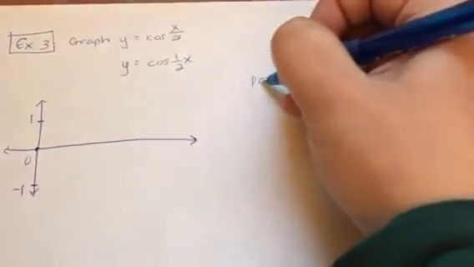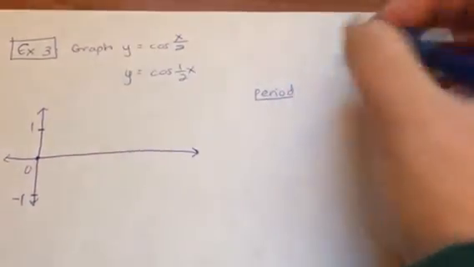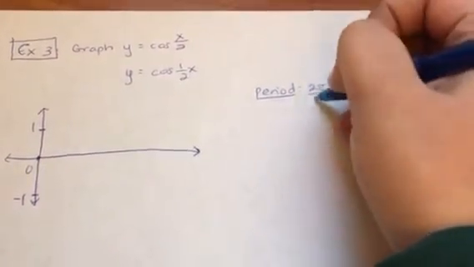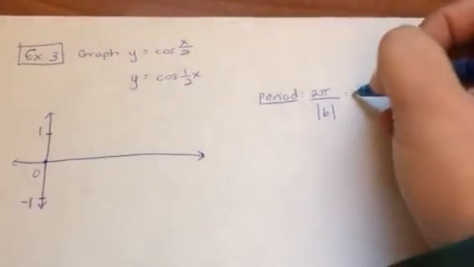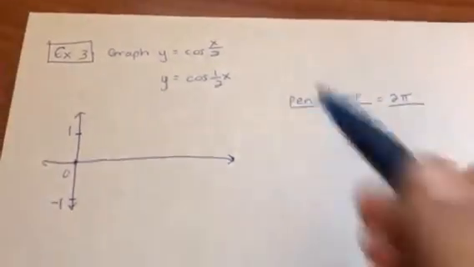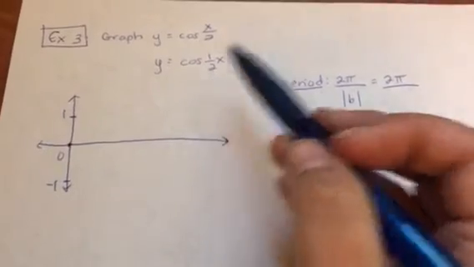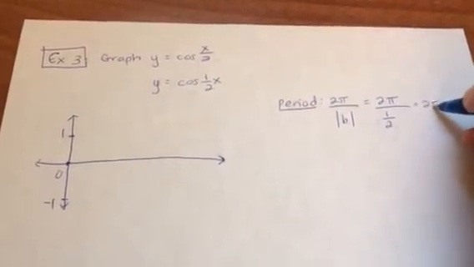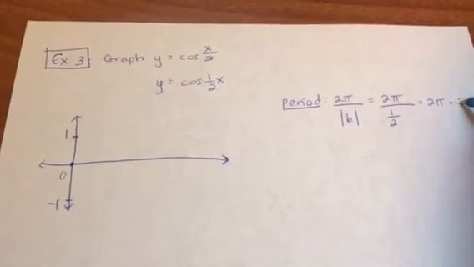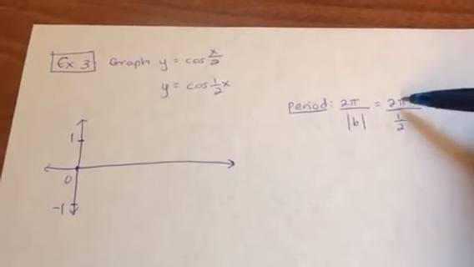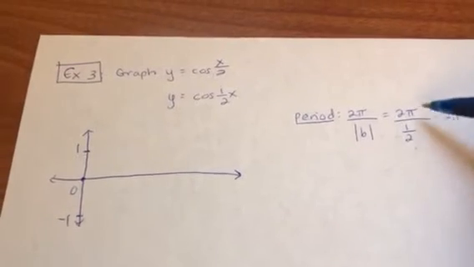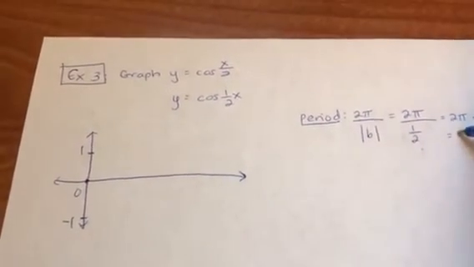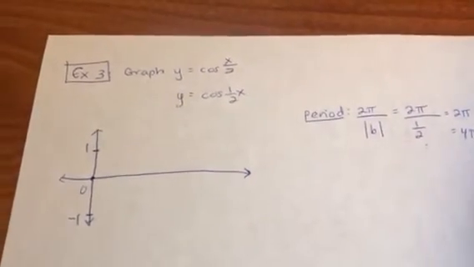We have to find the period. So how do we find that? We take 2 pi over the absolute value of b. So 2 pi, b in this case is half. So we would take 2 pi divided by half. That gives me 2 pi times 2, because 2 pi divided by half is the same as multiplying by the reciprocal, which is 2. So this is going to give me 4 pi.